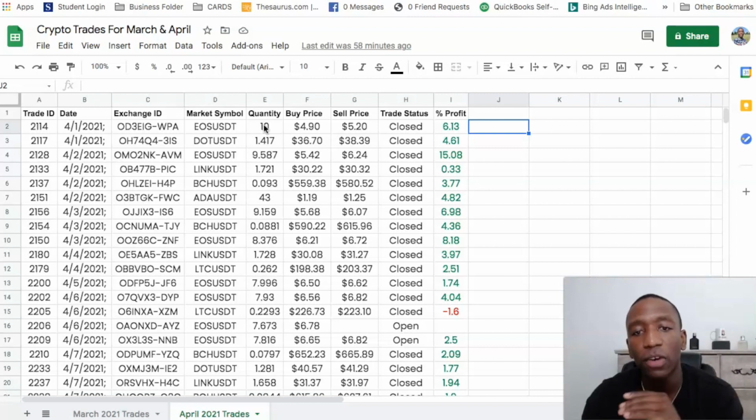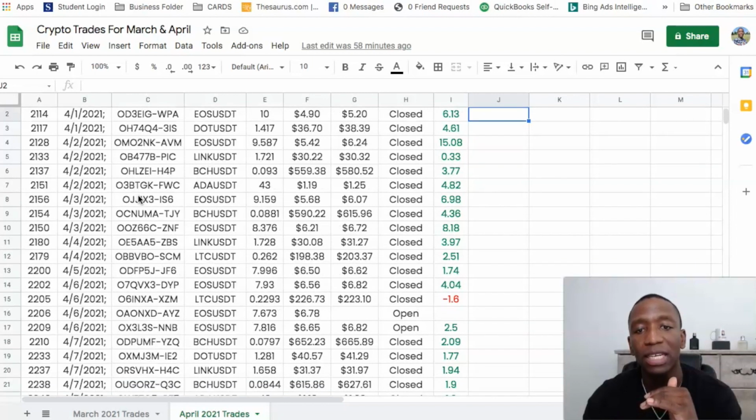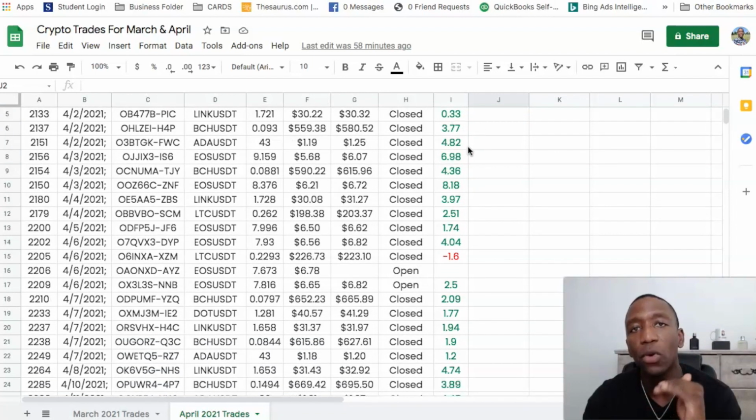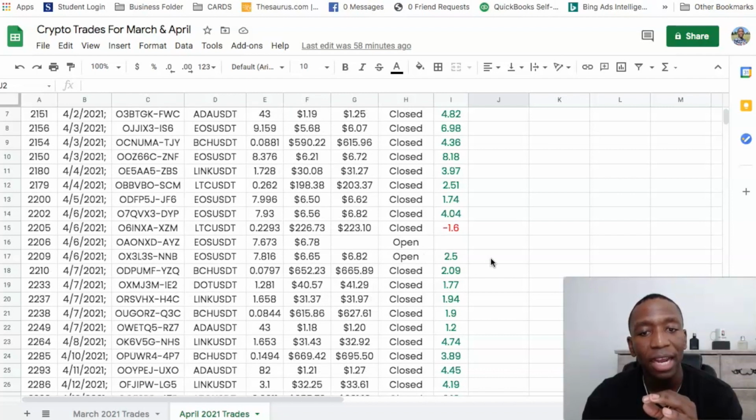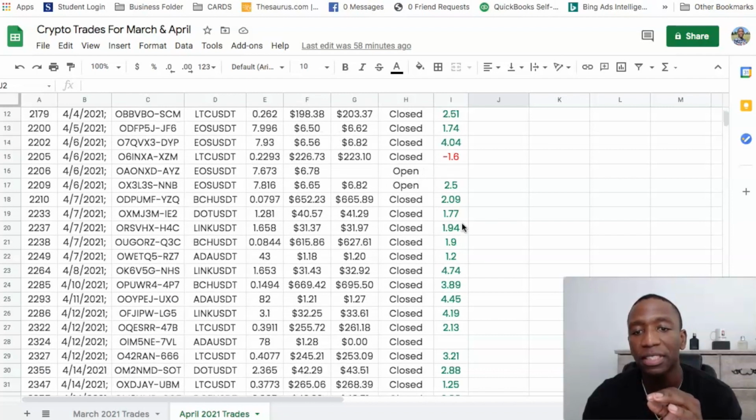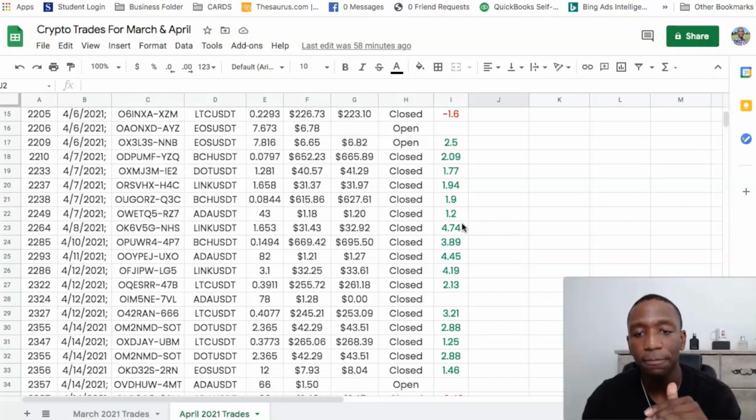So on April 1st, we had 6% profit. And then this one was also on April 1st, so that was 4.61. So in one day, we had 10% profit. And then April 2nd, we had a 15% trade. Then we had a 0.33% trade, and then so on and so on. As we continue to go down, you can see there's a lot more green than there is red, right? So we got a 1% loss right there. And then as we continue to go down, 2%, 1%, 4%.